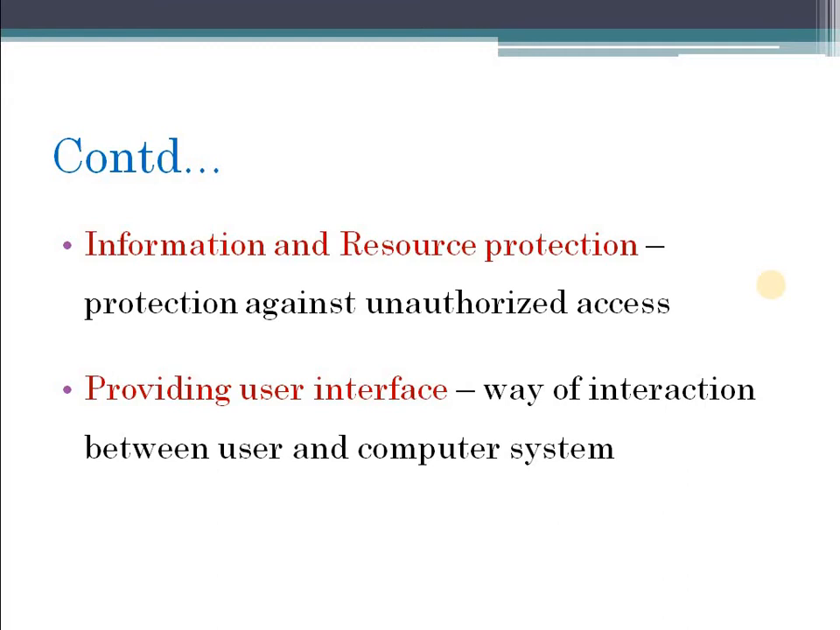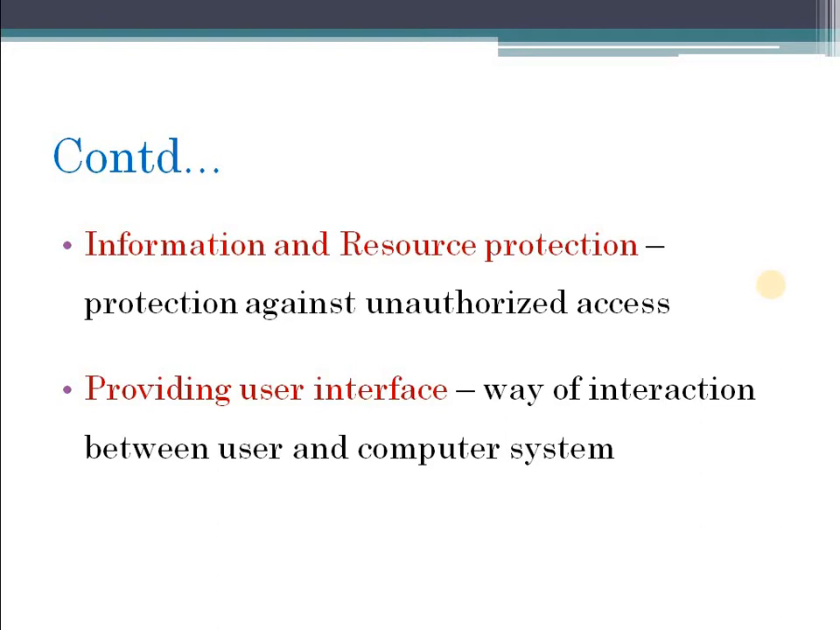Now, information and resource protection. Whatever information, whatever data we have stored in the computer, security of that data is also the responsibility of the operating system. If the operating system is not capable of providing security, then that OS will not be used on a large scale. So this is also the role of operating system, to protect the information and the resources also.